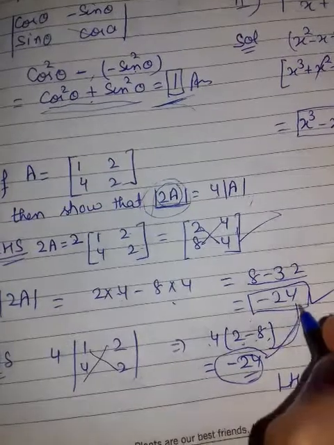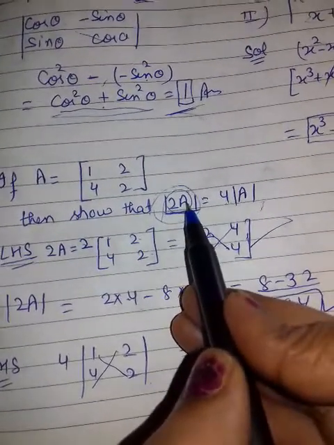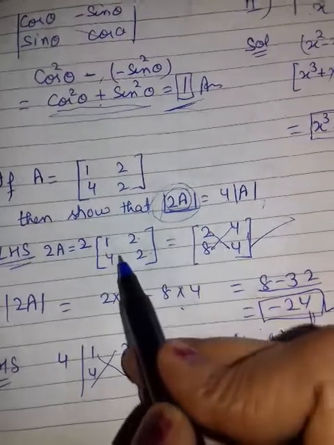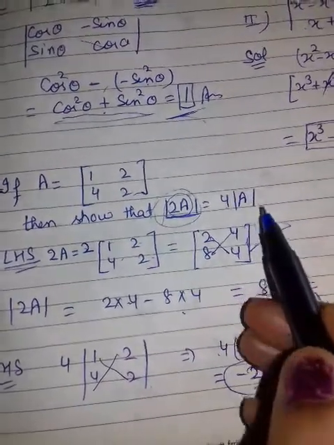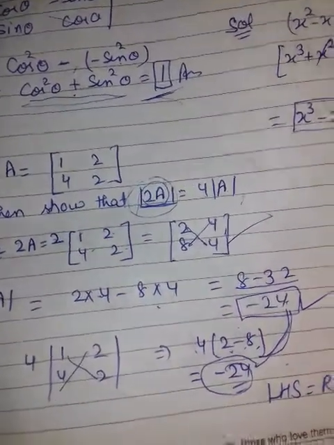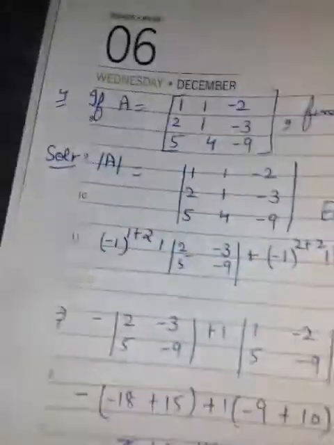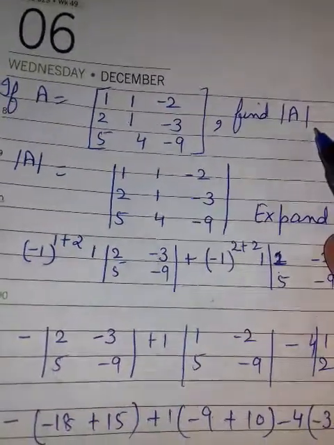Both are same. Listen carefully what is here. Means 2 is multiplied firstly, then the determinant is found. But here the determinant is found firstly, then multiplied with the 4. But you are getting the same answer. Clear? Next one is, if A is equal to this, find determinant of A.